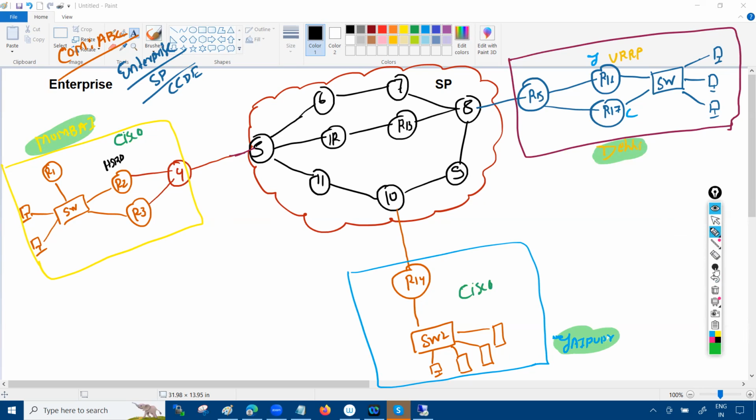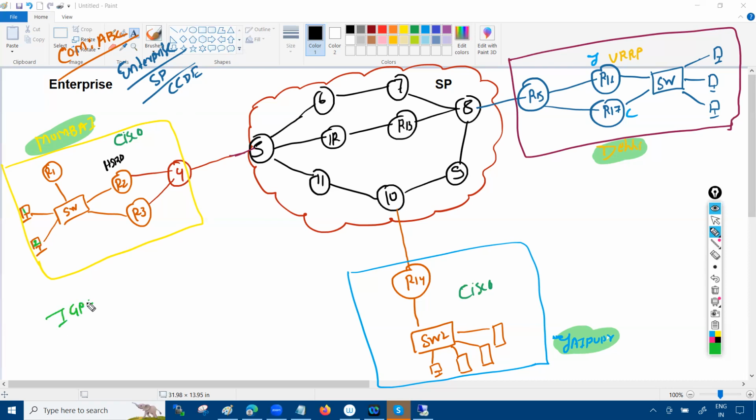If you see right now, when PC1 wants to communicate with PC2, they can easily communicate through the local switching mechanism because they are part of the same broadcast domain. If they are part of a different broadcast domain, the packet has to go through the router. That's called inter-VLAN routing. So within this Mumbai location, router 1, router 2, router 3 and router 4 can exchange routes using any IGP routing protocol.